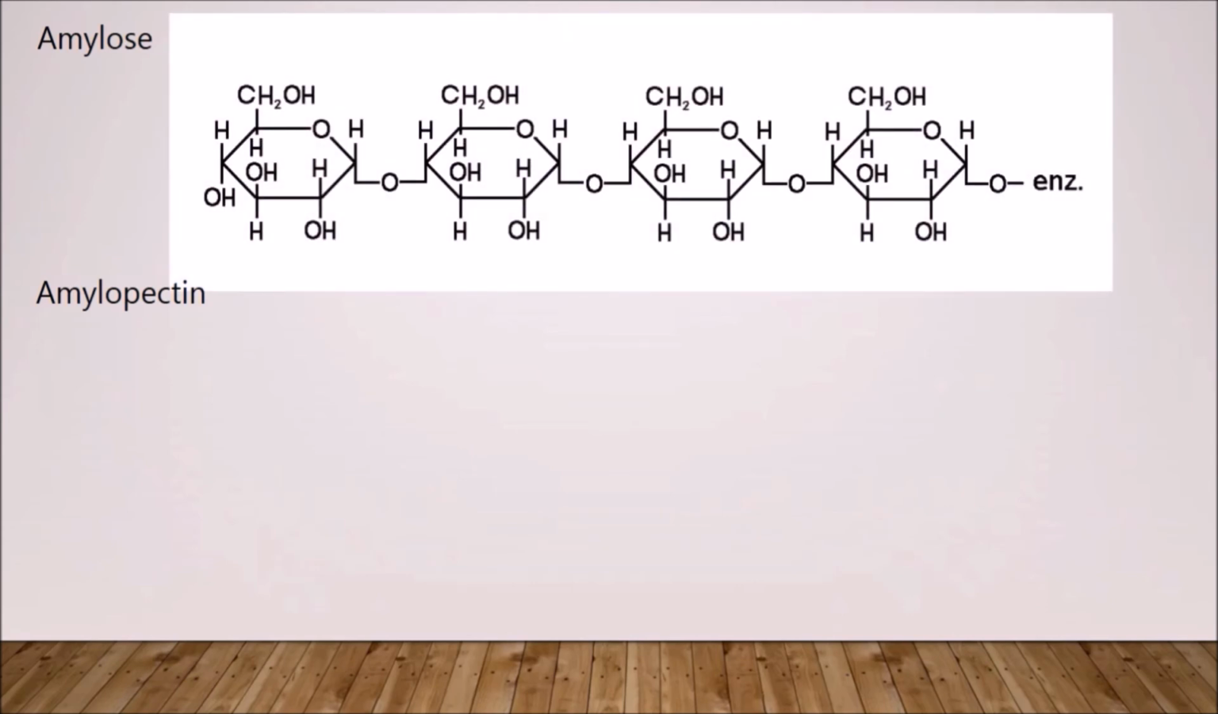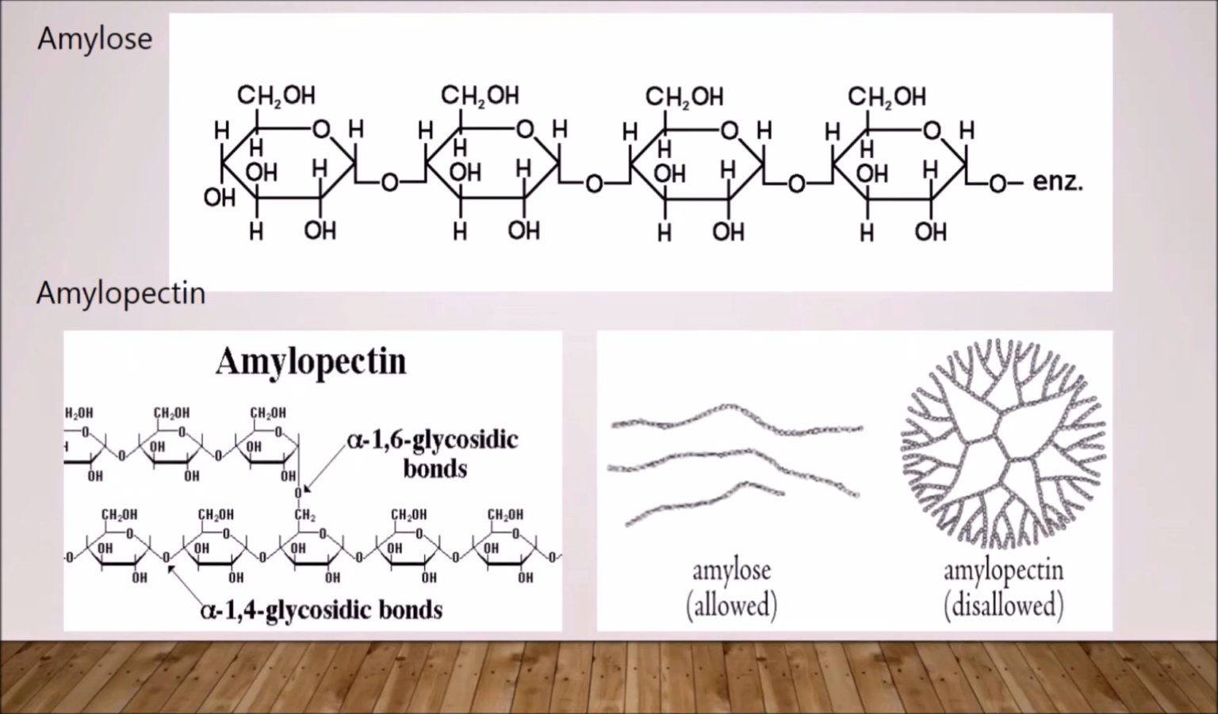Amylose is made up of unbranched chains of glucose monomers connected by 1 to 4 glycosidic bonds. Amylopectin is also made of glucose, but it is branched, and most of its monomers are connected by 1 to 4 linkages, but some monomers are connected by 1 to 6 linkages. This results in branch points forming a helical structure.